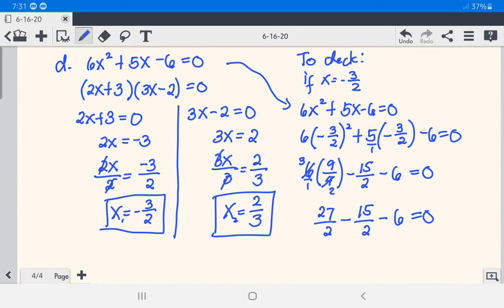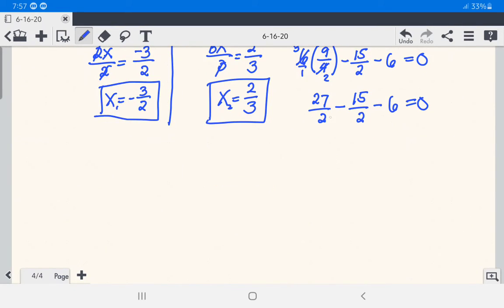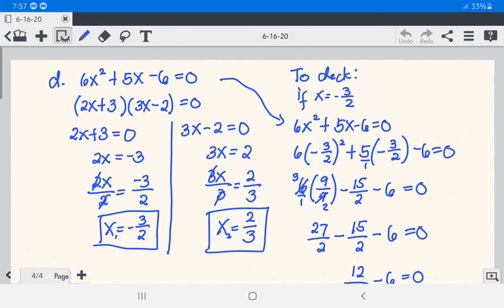Then next, we have two similar fractions here because of the same denominator. So 27 minus 15, this is 12 over 2. You just copy the same denominator, which is 2. Then minus 6 equals to 0. 12 divided by 2, that is 6. Minus 6 is equal to 0. So we have 0 equals to 0. Check. Now, how about if x is equal to 2 over 3?